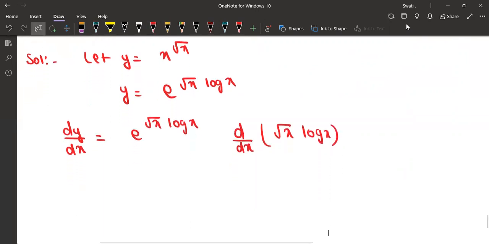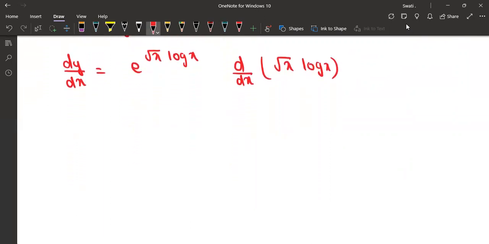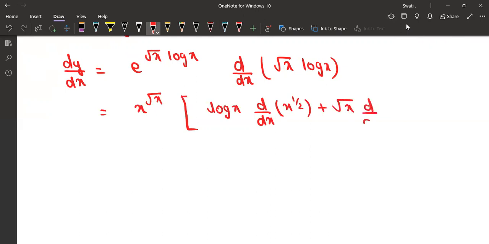So let's simplify this. I can write this e raised to root x log x as x raised to root x, the way it was written before. And then here we will apply the product rule. So keeping log x constant and doing the derivative of root x, which is the same as x raised to half, plus root x as it is and doing the derivative of log x. It's as simple as that. And now in the next step, we can write this as x raised to root x, and this will become log x.